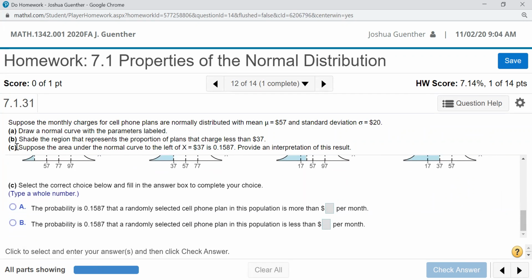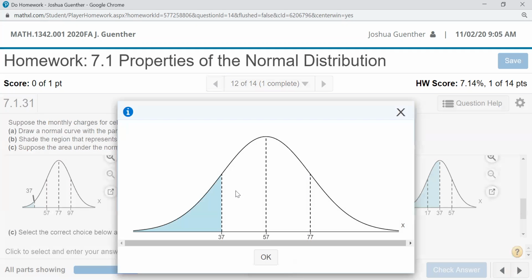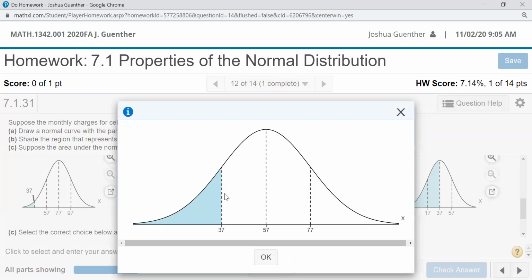Now, it's going to straight up tell you, suppose the area under the normal curve to the left of x equals $37 is 0.1587. So looking at this graph here, here's 37. Here's the area shaded underneath 37. It's saying that that area amounts to 0.1587. The area of this shaded region is 0.1587.